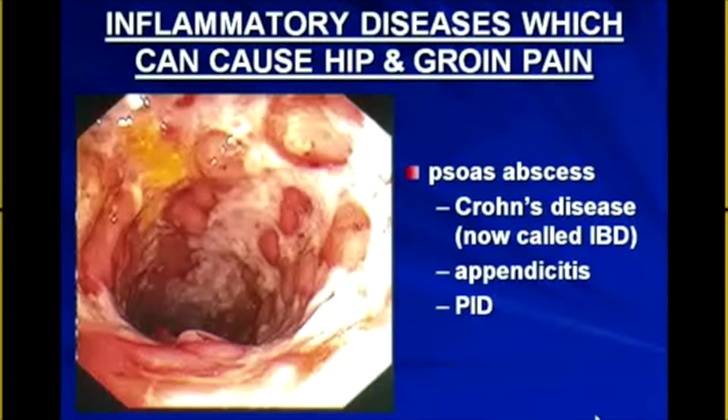So appendicitis can also cause a psoas abscess, as can pelvic inflammatory disease. So with the psoas abscess, what's important is it's an insidious onset of hip pain and pain sort of in the medial thigh and the femoral triangle area. So the abscess is actually a collection of pus or infection. And so it can result from any inflammatory process that involves the peritoneum.